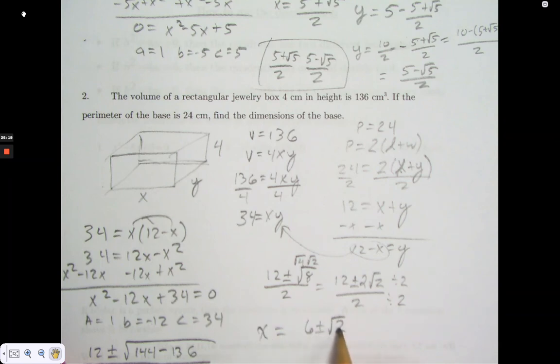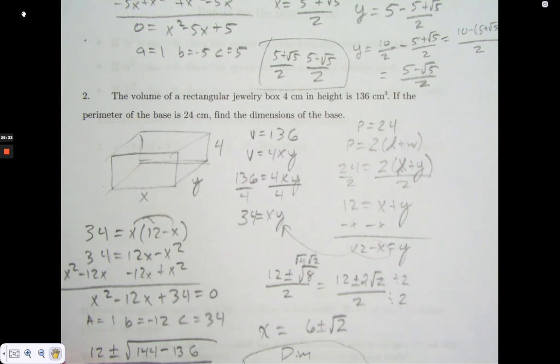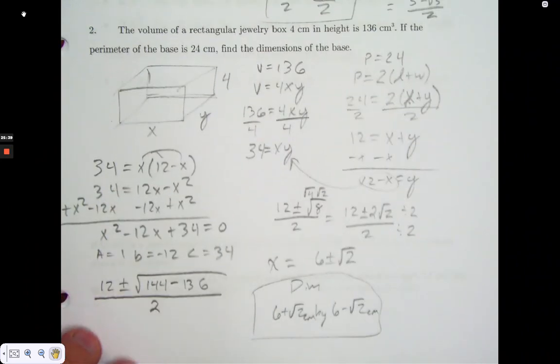So x can be the plus or the minus, and y is just going to be the other one. So our dimensions are going to be 6 plus root 2 by 6 minus root 2. And technically, those are centimeters because we were given our measurements in centimeters.